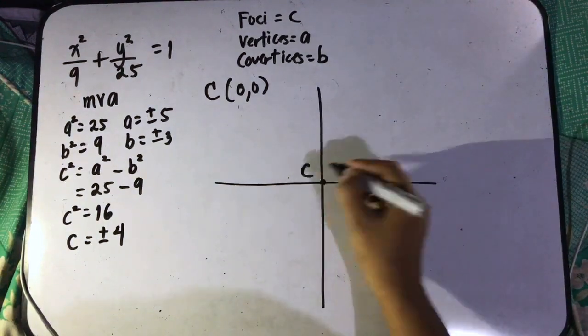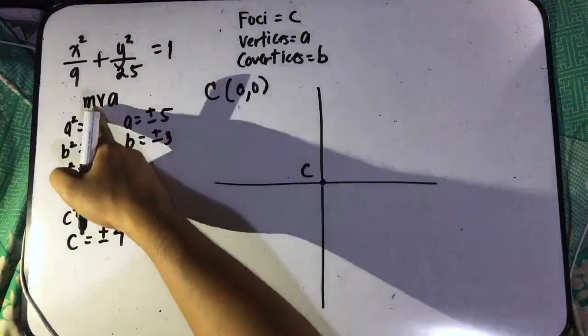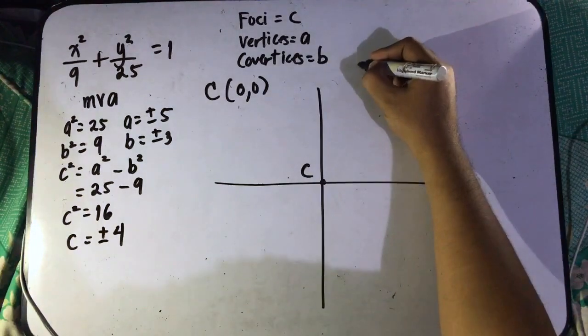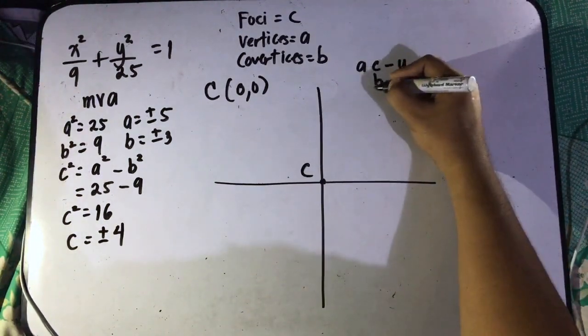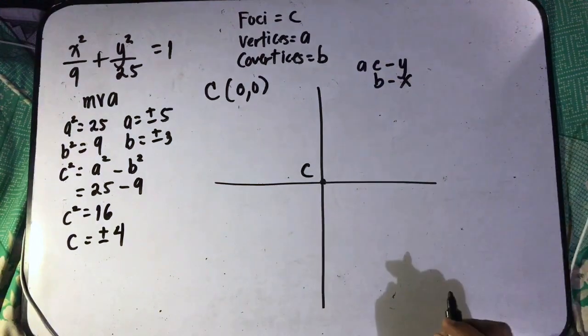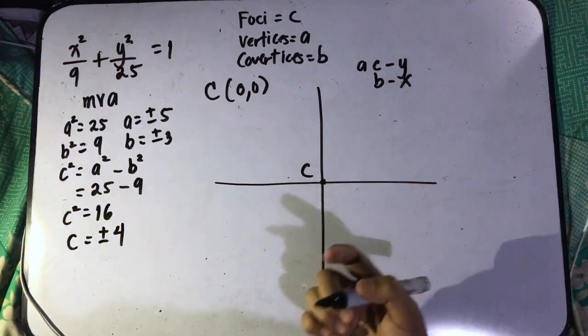Okay, this is the center. The major axis is the vertical axis. Ibig sabihin, si A at si C, matatagpuan natin kay Y, at si B, matatagpuan natin kay X. Okay, maliwanag.